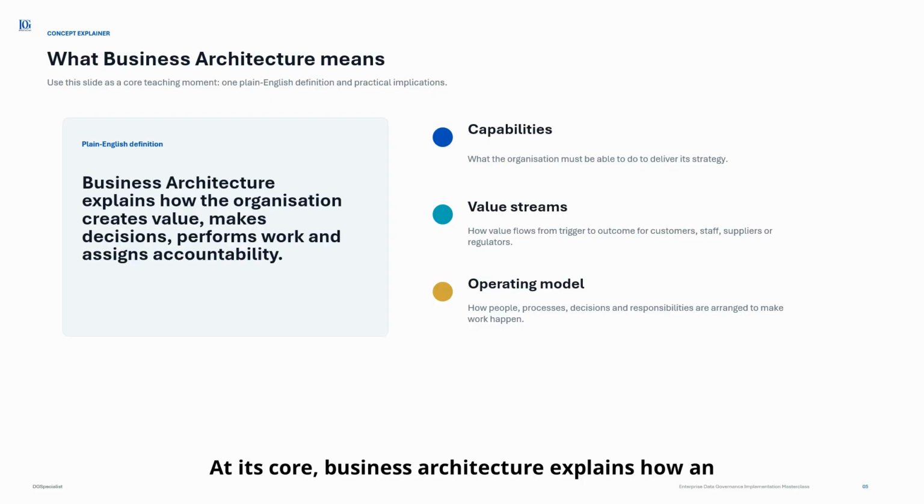At its core, business architecture explains how an organization creates value, how it makes decisions, how work is performed, and how accountability is assigned. Throughout Module 3, I want to remind you of our Phase B discipline. We are not designing data architecture or selecting tools yet. We are simply understanding the business foundation. Let's walk through the three main components.